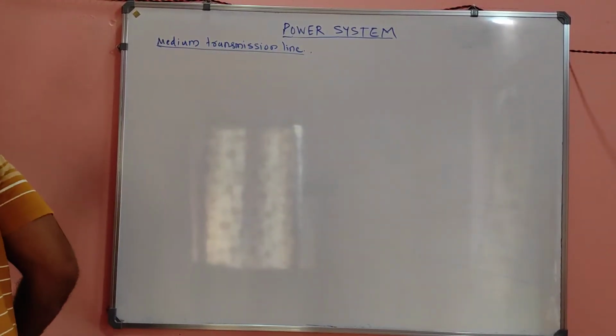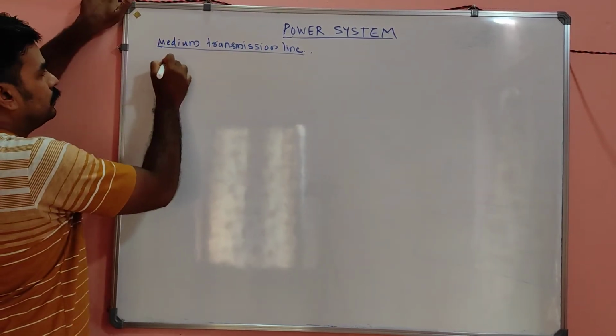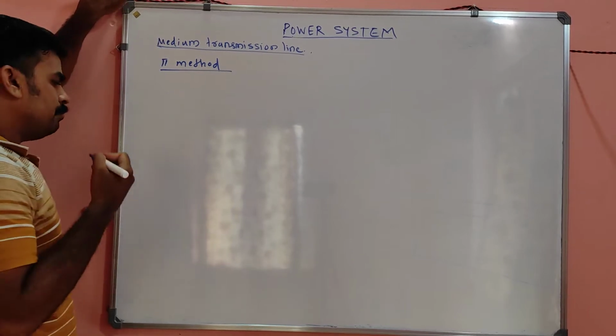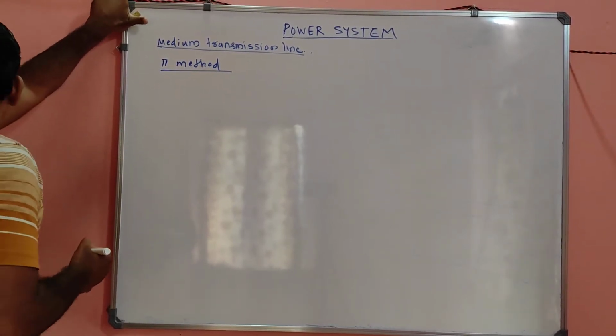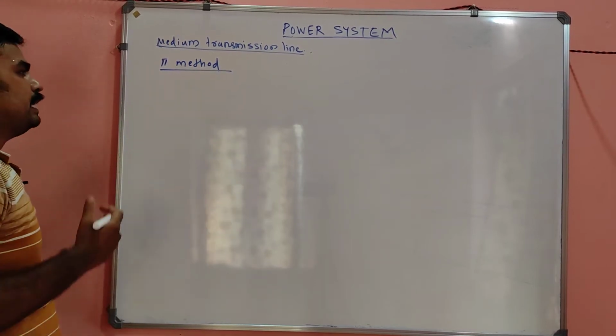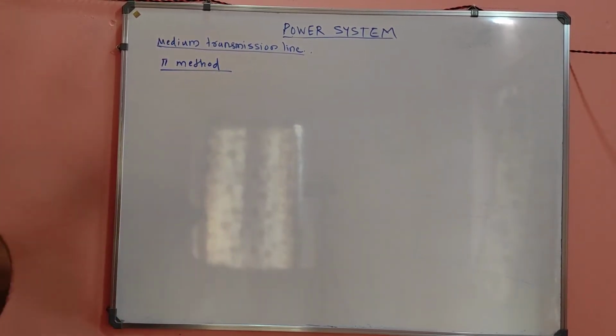Next one, pi method. Pi method means the network will be in the shape of a pi, my dear.